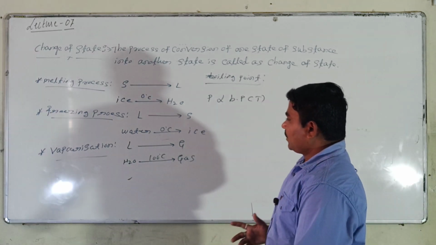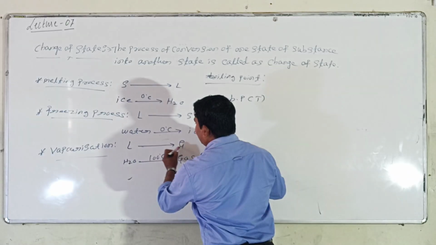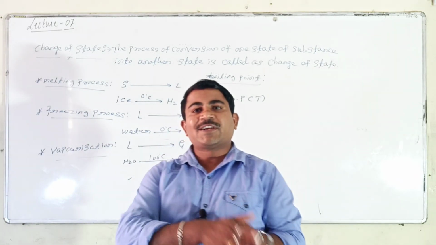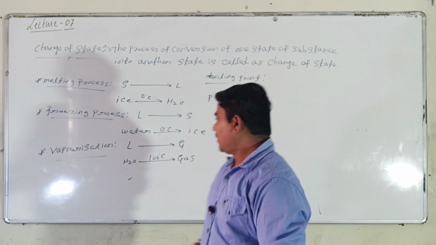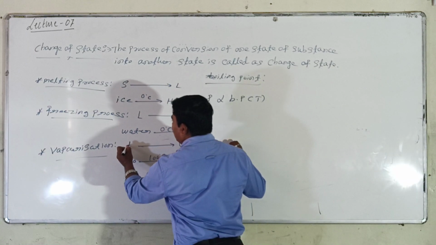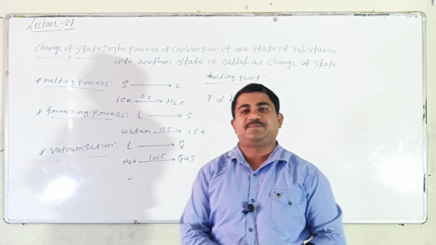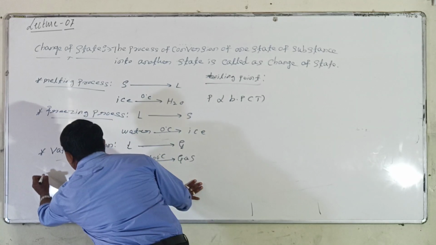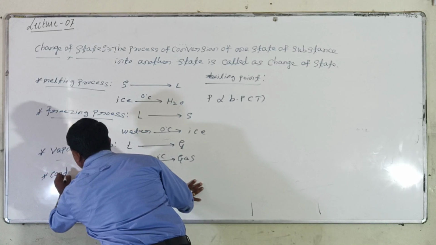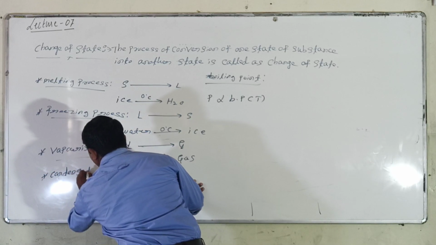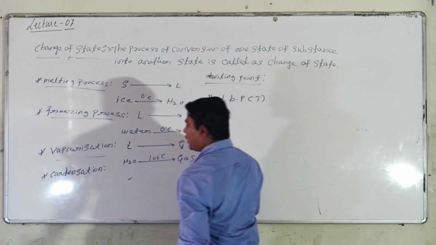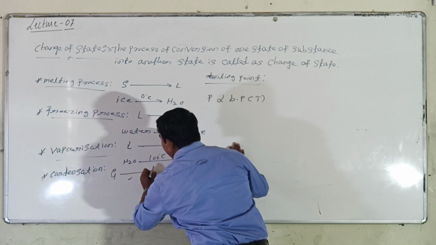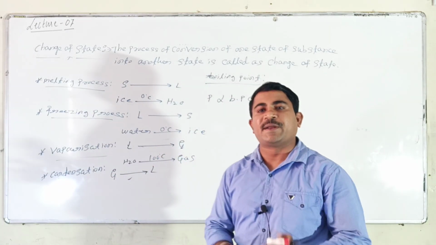What I said here? The process of conversion of liquid state into gaseous state, that process we are calling vaporization. On the other hand, the reverse process I can call. Reverse process means conversion of gaseous state into liquid state. This we are calling condensation. What is condensation? The process of conversion of gaseous state into liquid state at constant temperature.